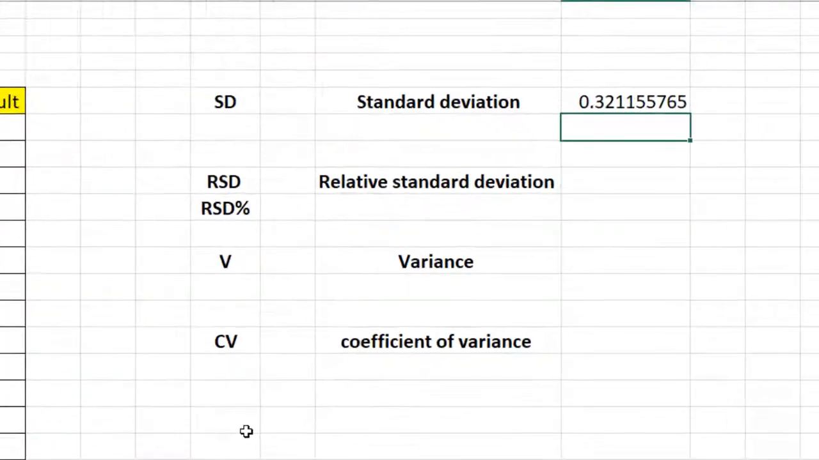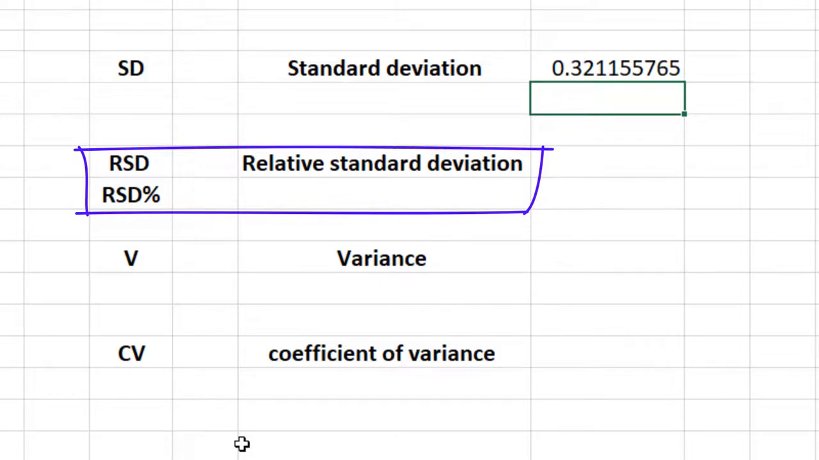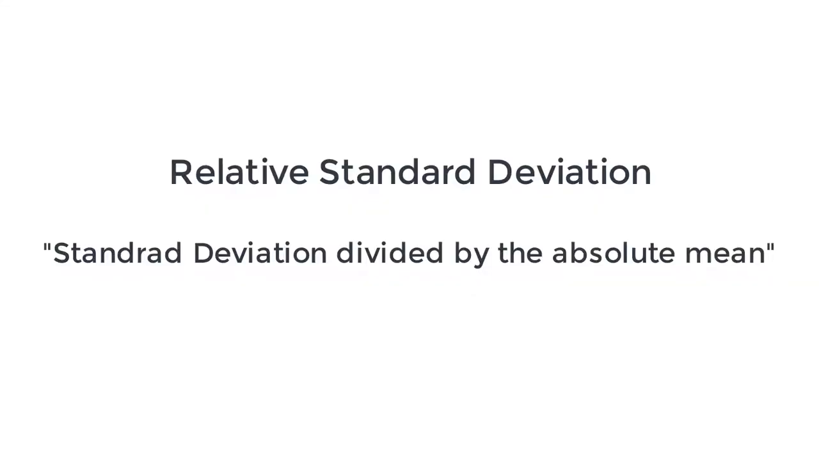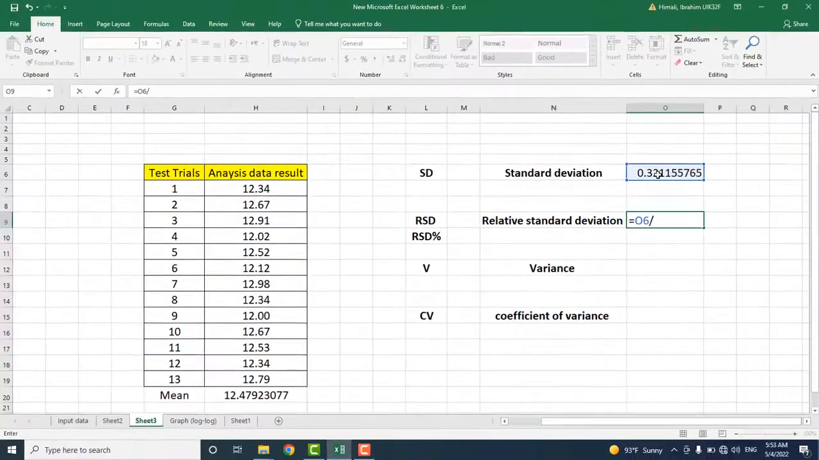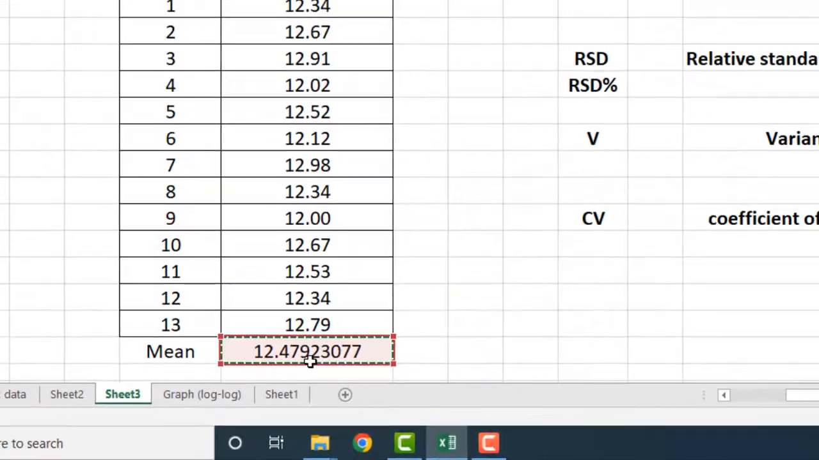The next one is the relative standard deviation, and the mathematical definition of the relative standard deviation is the standard deviation divided by the absolute mean, and focus on the word absolute because we're gonna need it later on. So let's do standard deviation, this one, divided by the mean, or I'm gonna show you directly: equal sign standard deviation divided by the mean, which is this one here, and press enter.